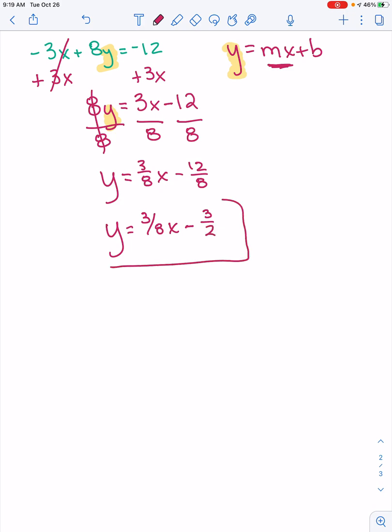And there we have it. That is in slope-intercept form. Hope this has been helpful.